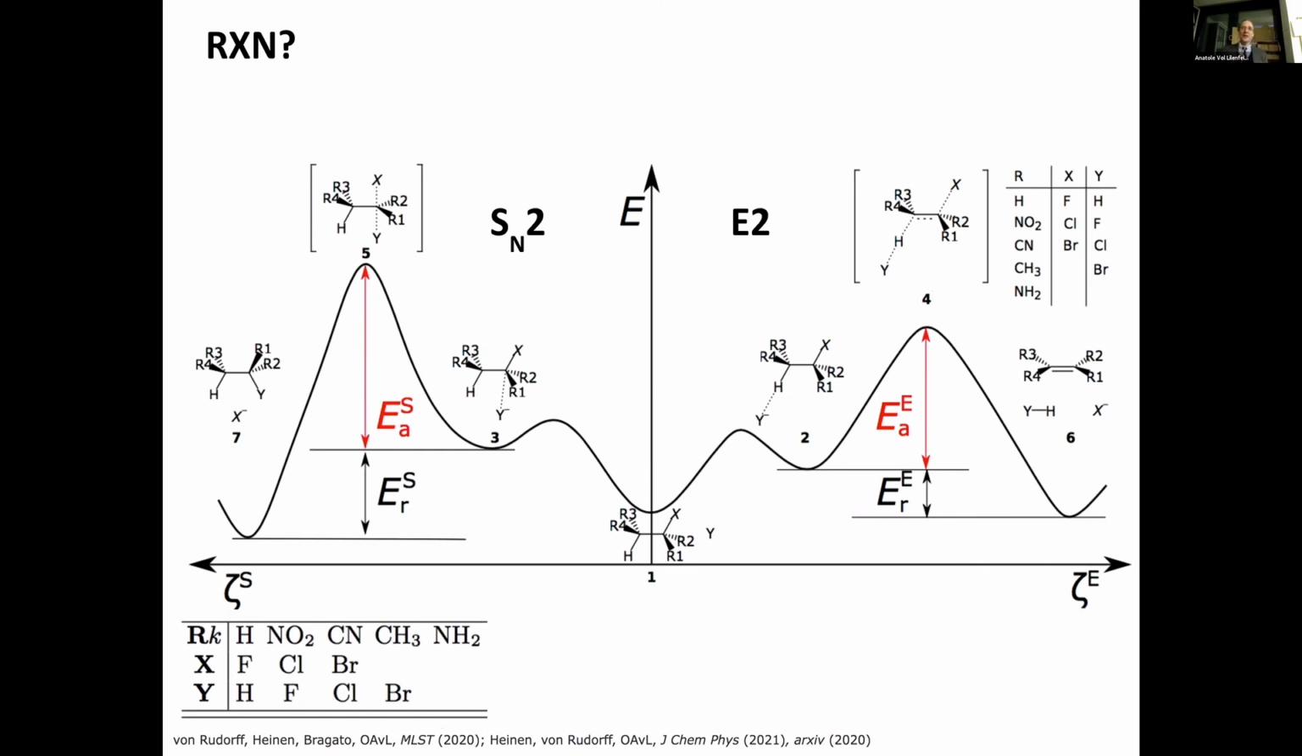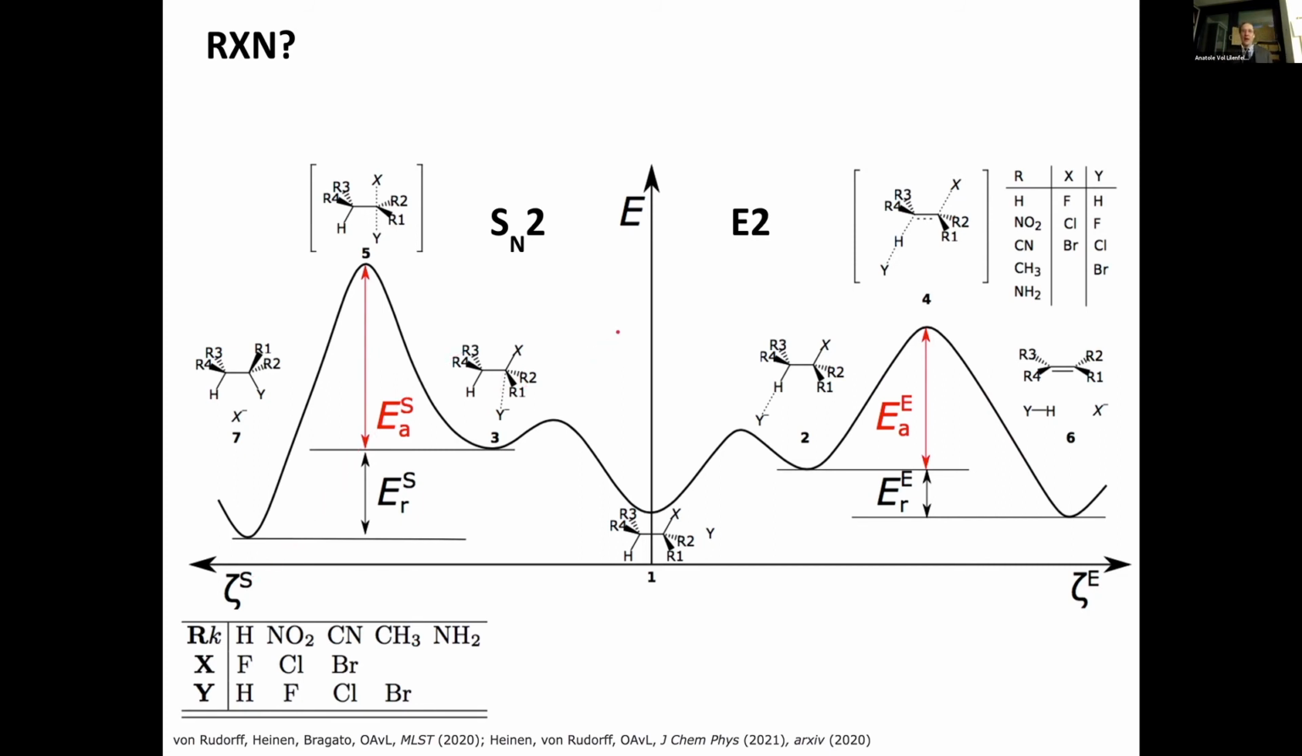Finally, I'd like to tell you about our effort to predict activation energies. What we started out with is a reactant, a simple scaffold of 2 carbon atoms, so about this single bond here. And we have a leaving group X and an attacking group Y, right? And Y can either attack this hydrogen in order to lead to an elimination, or it can directly attack the carbon in order to lead to a substitution.